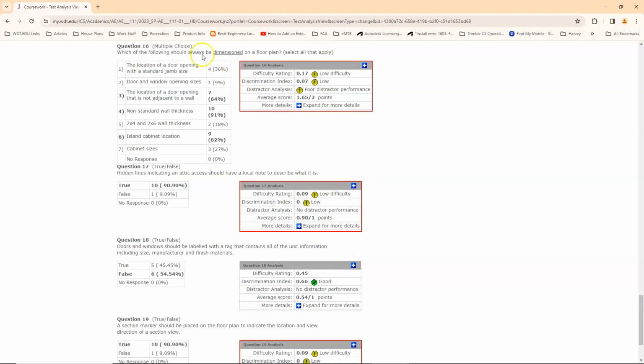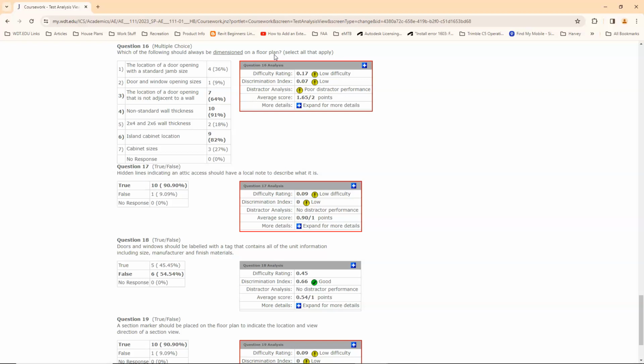Okay. Jumping down to number 16, this one asks, which of the following should always be dimensioned on a floor plan? Now, remember there are some rules that define things that you don't always have to dimension. That's in the annotation guideline sheet. So go back and review those if you're not sure what they are. But there are some things where, why clutter up the plan? Because it's so painfully obvious where this thing is.